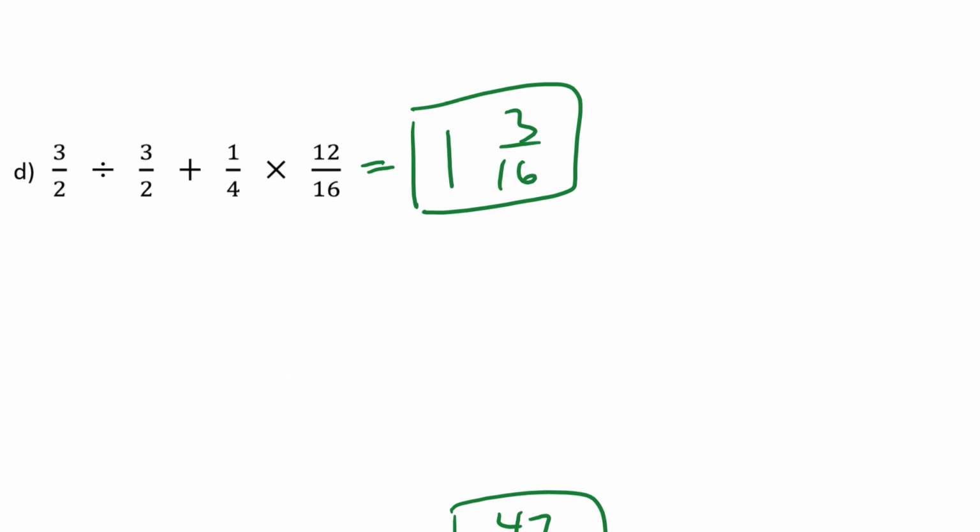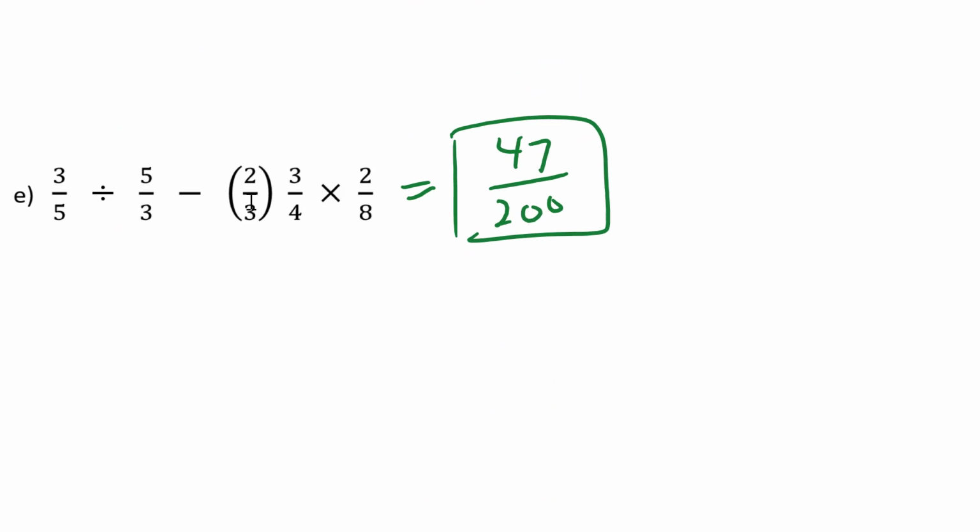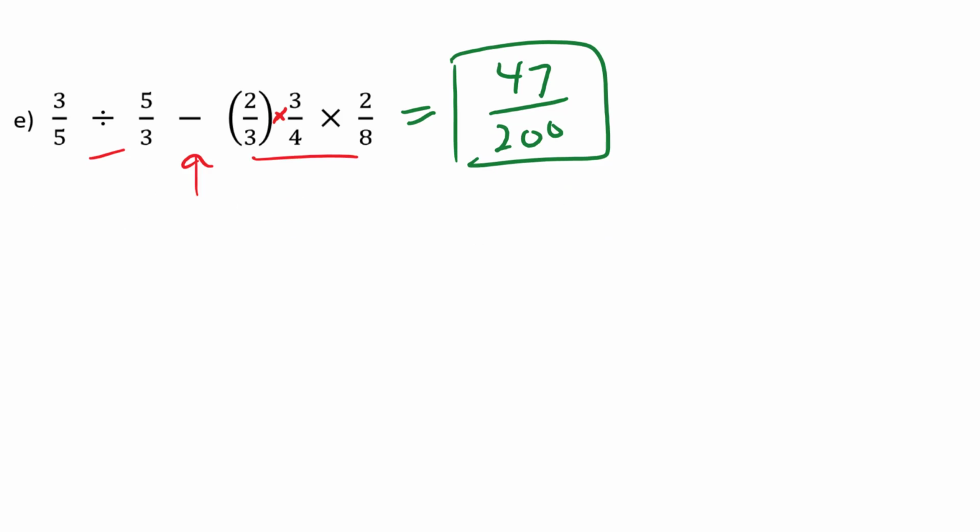Some more problems here. This one here, make sure you do your division, then your multiplication, then add them together. This one here, remember what that means? That means multiply together, even though it's brackets. So I do division first, then multiply, then subtract.